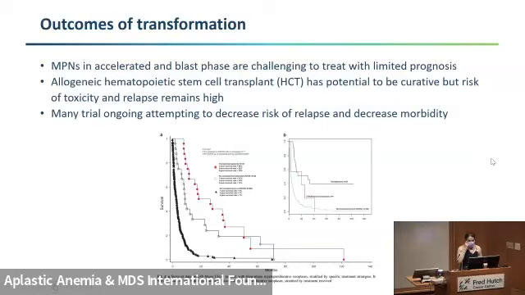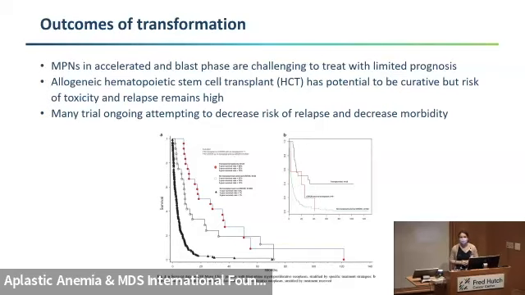So what are the outcomes of transformation? Generally, it is a challenging disease to treat. And that is because there are features, both of the chronic phase MPN that someone might have had for a long period of time, but also with new features of an aggressive disease. And so allogeneic stem cell transplant, which you just heard a little bit about, has the potential to be curative, but the risk of toxicity and relapse does remain high. And so we have many trials that are ongoing to attempt to decrease the risk of relapse and decrease morbidity.